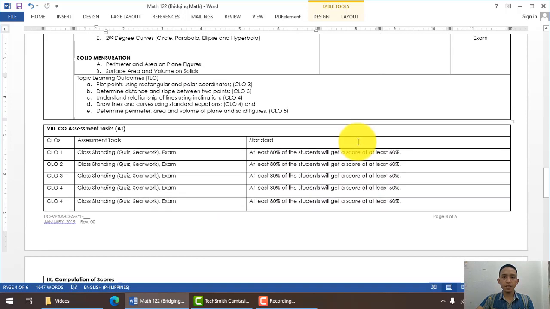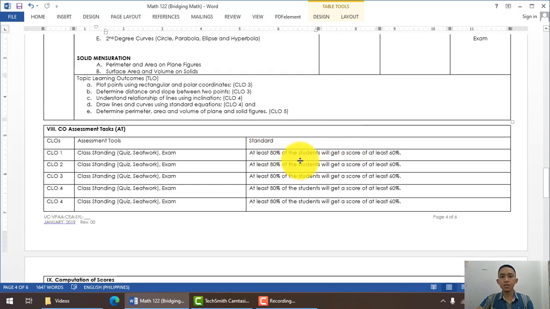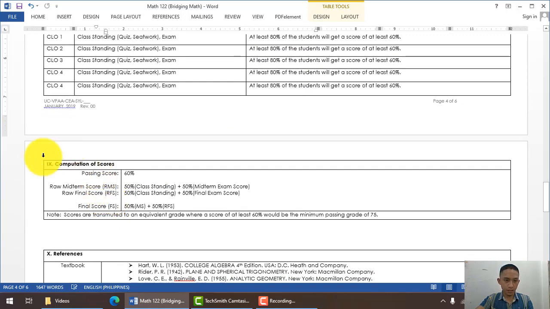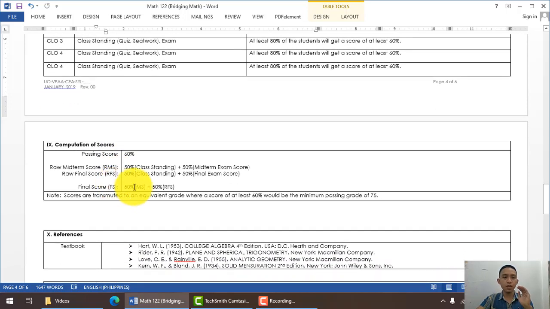By the way, it says there that at least 80% of the students, so that is our target, will be able to show us the passing score, which is 60%. Our passing score is 60%. You can see it here. This is your computation of scores or grades. In every activity, our target is to have 60% and above. That is your passing score, whether it is an exam, quiz, or sheet work.